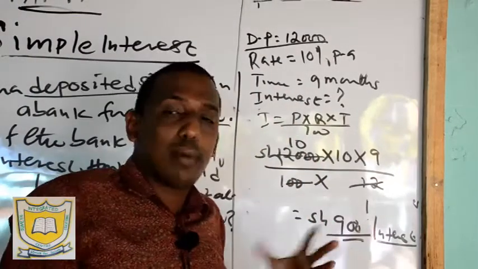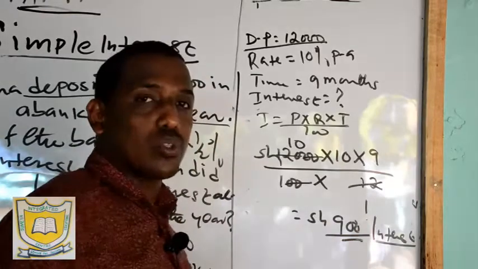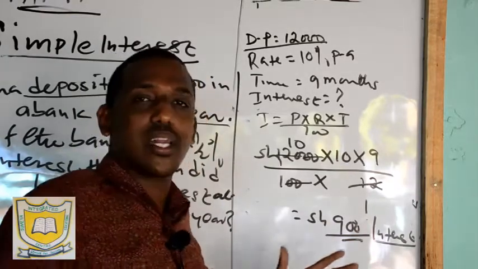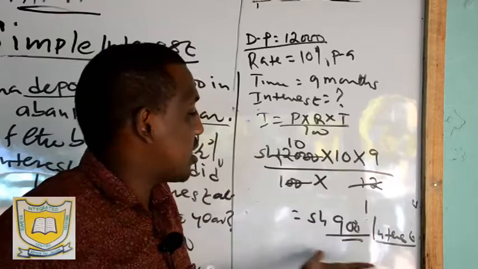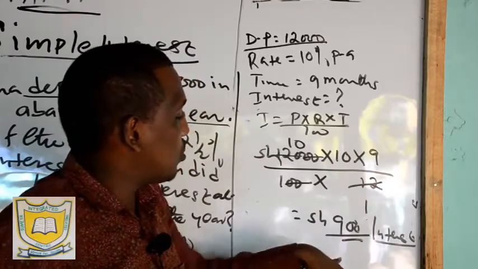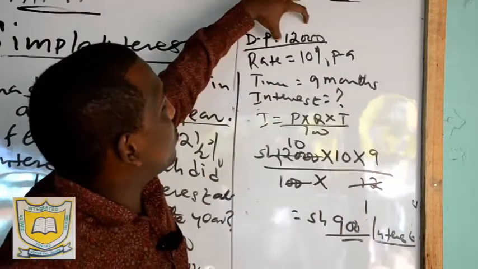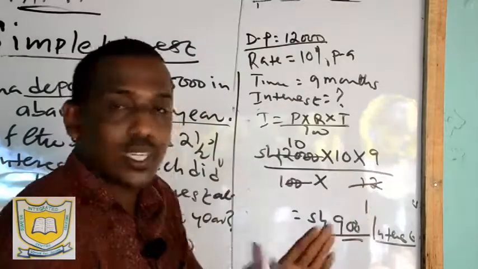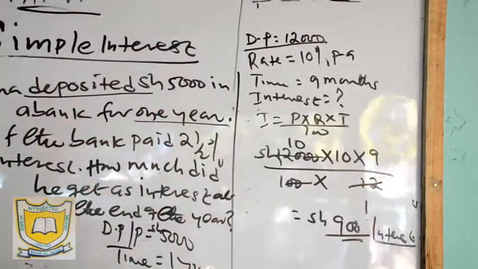But when they ask for the amount, as I said earlier, how do we get the amount? For the amount, we add the interest and the principal. If someone tells you to find the amount, what do you do? This is the interest plus the principal. 12,000 plus 900, that will be the amount. We shall be doing a question.